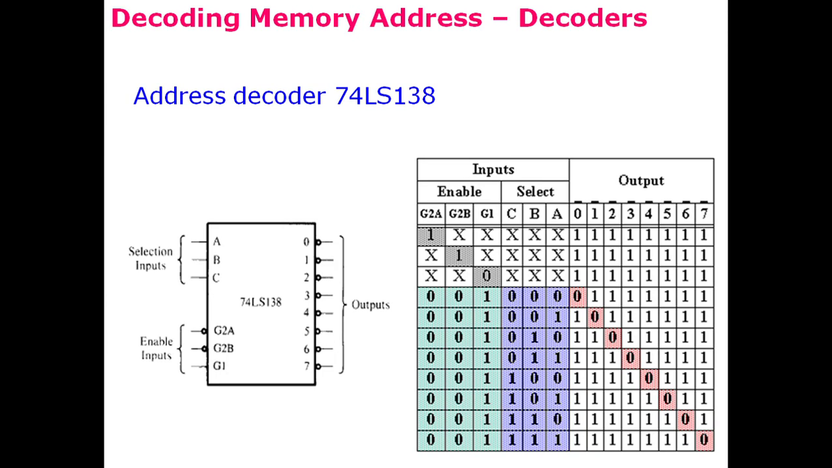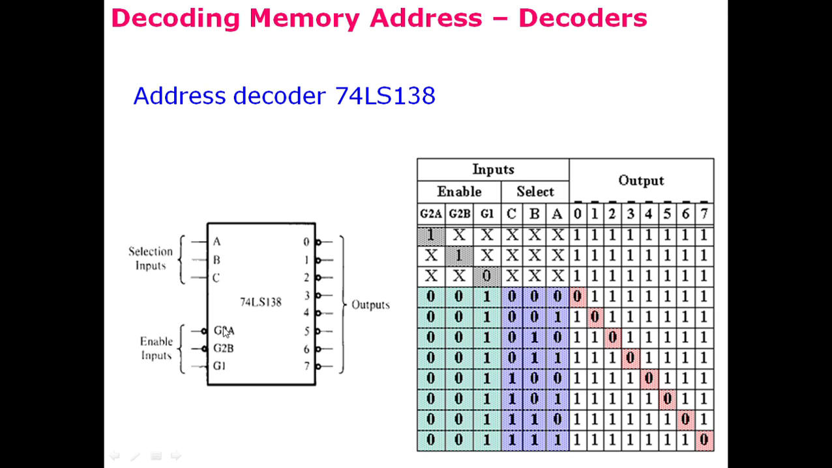To access the memory, the address generated by the microprocessor needs to be properly decoded, and for that purpose certain types of address decoders are used. One of the most popular address decoders is the 74LS138. This is a decoder with 3 enable inputs. It is basically a 3 to 8 line decoder.